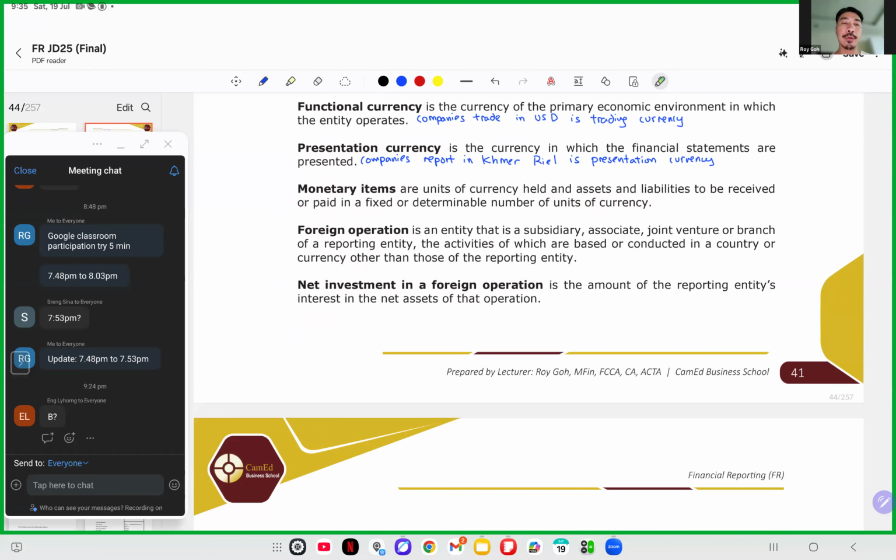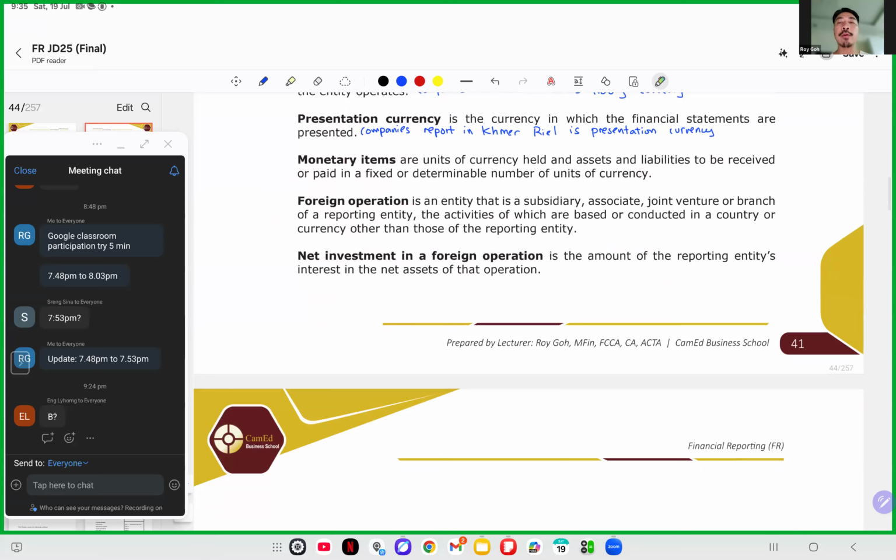So monetary items are like financial assets. Currency unit is just called CU. Foreign operations: you may have a foreign subsidiary, foreign associate, foreign joint venture. This you don't really study in FR. You wait until SBR. Any foreign subsidiary, associate, joint venture, you see in your master degree, Strategic Business Reporting, and not in our paper called Financial Reporting.